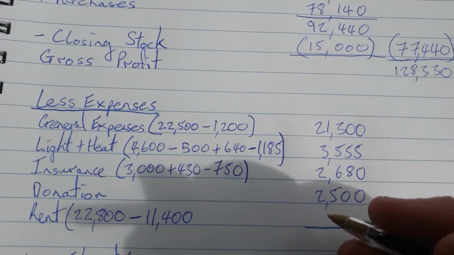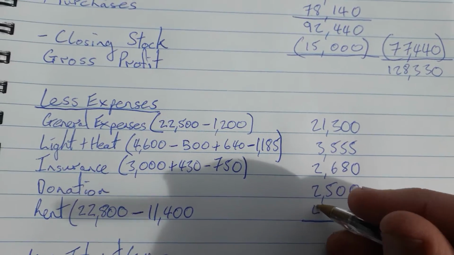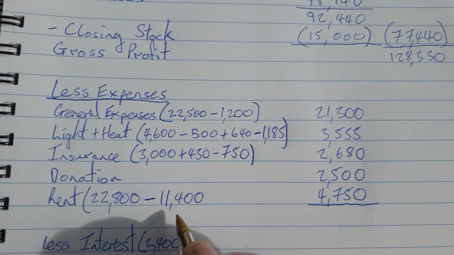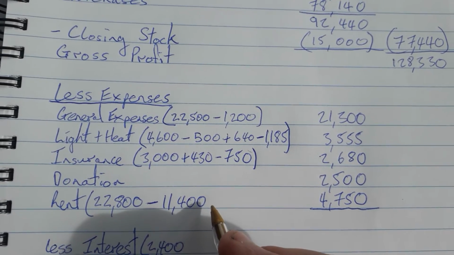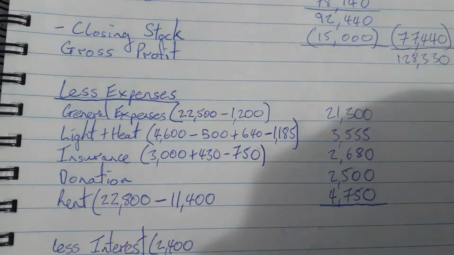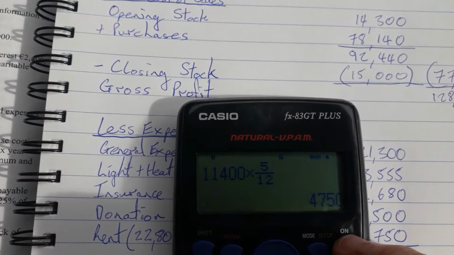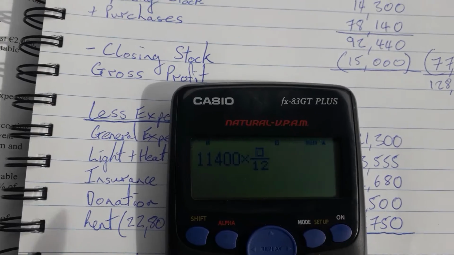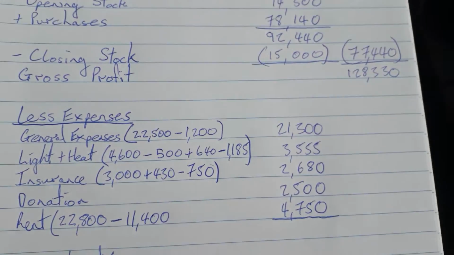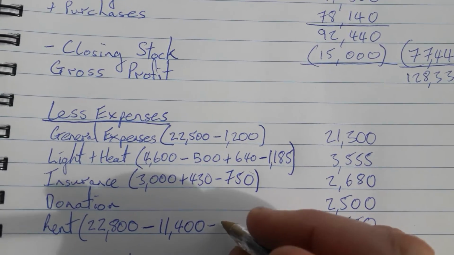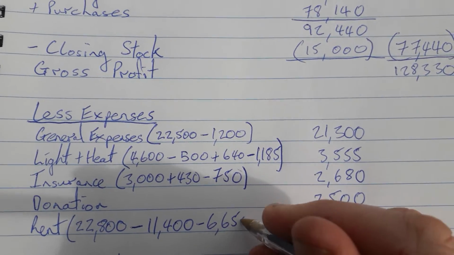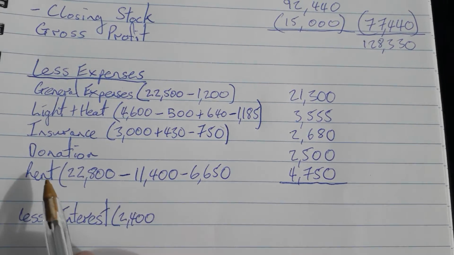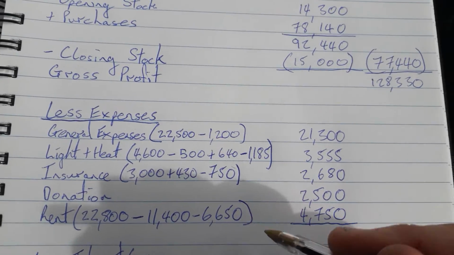So we want our figure here to be 4,750. Currently it's 11,400, so we need to subtract the difference. What we could do is calculate what the 7 months should be, because that'll be the difference. 6,650. And it leaves us with what we should be paying, which is 4,750, if we were to tot all of that up. Okay.